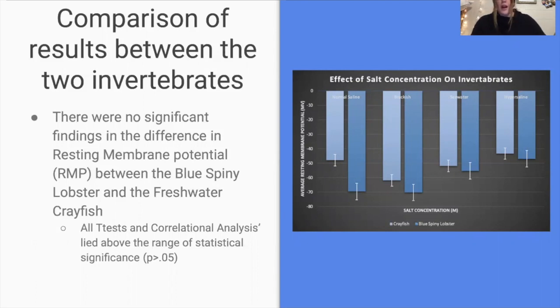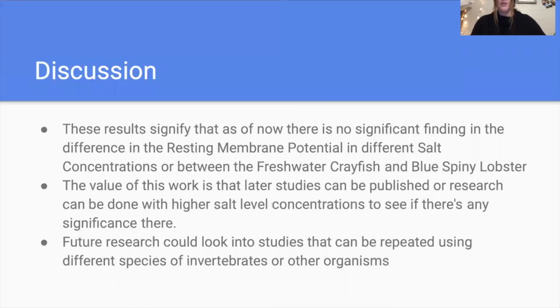Now, this did not support our hypothesis that the blue spiny lobster would have a better, more average resting membrane potential for seawater, but as you can see, the more salt concentration that there was, the closer the error bars got and the less negative they became over time. So these results signified that as of now, there is no significant finding in the difference in resting membrane potential in different salt concentrations or between the freshwater crayfish and the blue spiny lobster. The value of this work is that later studies could be published or research could be done with a higher salt level concentration to see if there's any significance there.